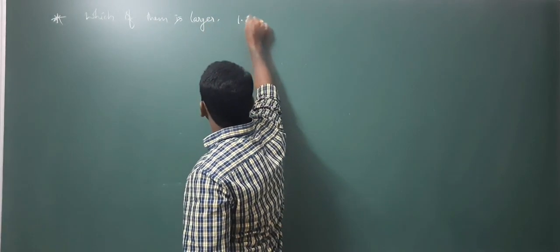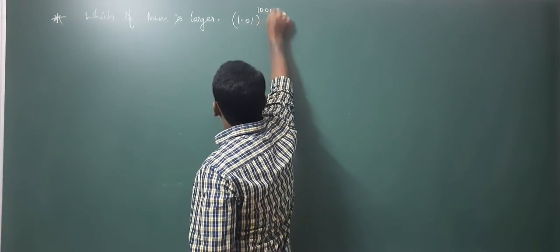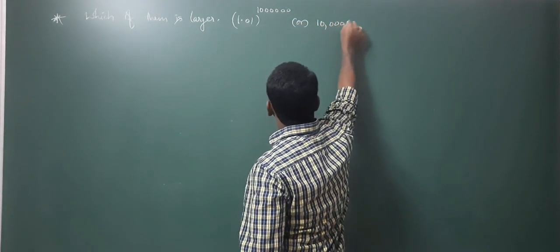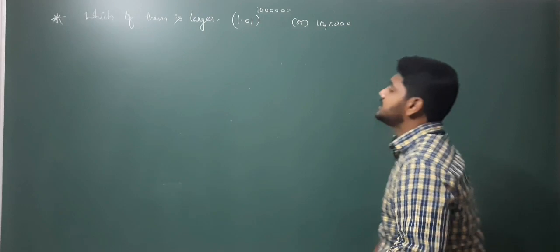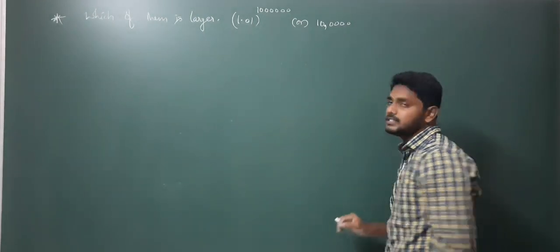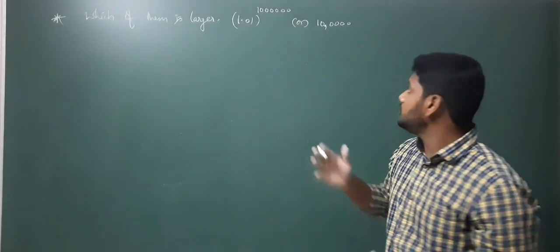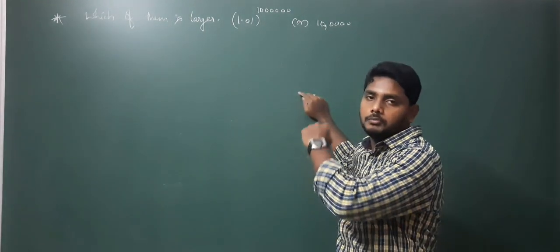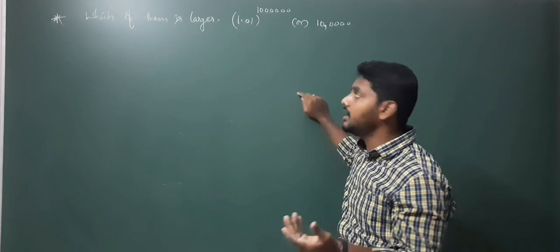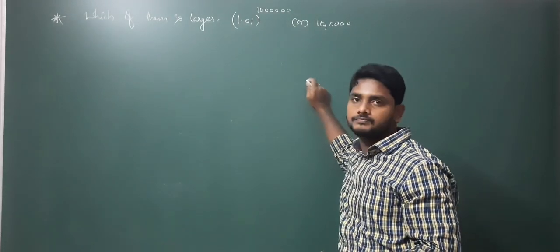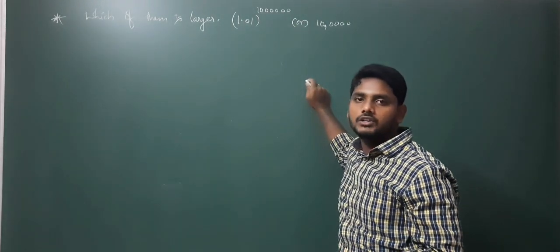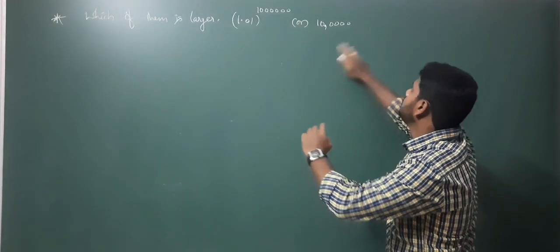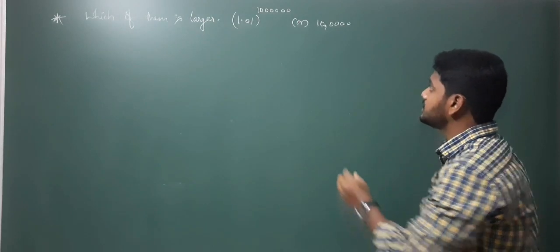That means 1.01 whole power 10 lakhs or 10,000. Which of them is larger? See, the first one's value is 1.01 whole to the power of 10 lakhs. Is 1.01 whole to the power of 10 lakhs the more value, or is 10,000 more? If they are given as MCQs, what will you write directly? But actually, if you have an idea about this, you can write it. Otherwise, what will you write?